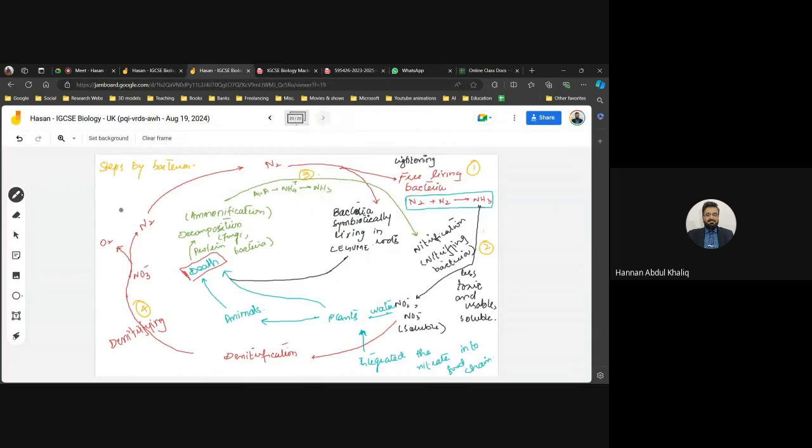Now, this ammonification, you can also refer to it as deamination. Ammonification is also called deamination. Like you can convert it to ammonia.